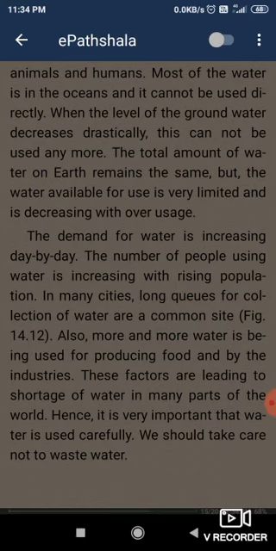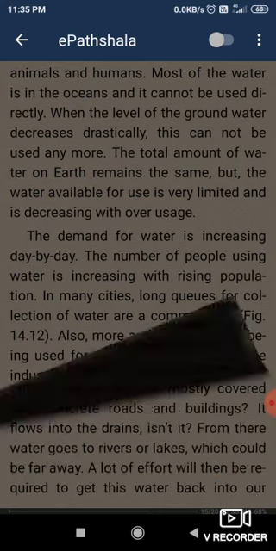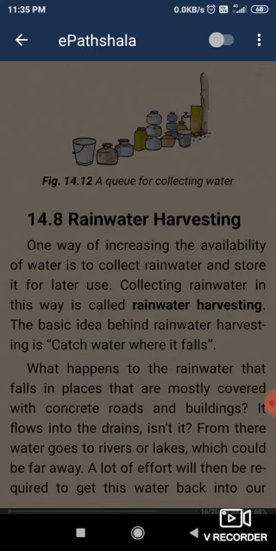The demand for water is increasing day by day. The number of people using water is increasing with rising population. In many cities, long queues for collection of water are a common sight. Also, more and more water is being used for producing food and by the industries. These factors are leading to shortage of water in many parts of the world. Hence, it is very important that water is used carefully. We should take care not to waste water. Okay? Rainwater harvesting.